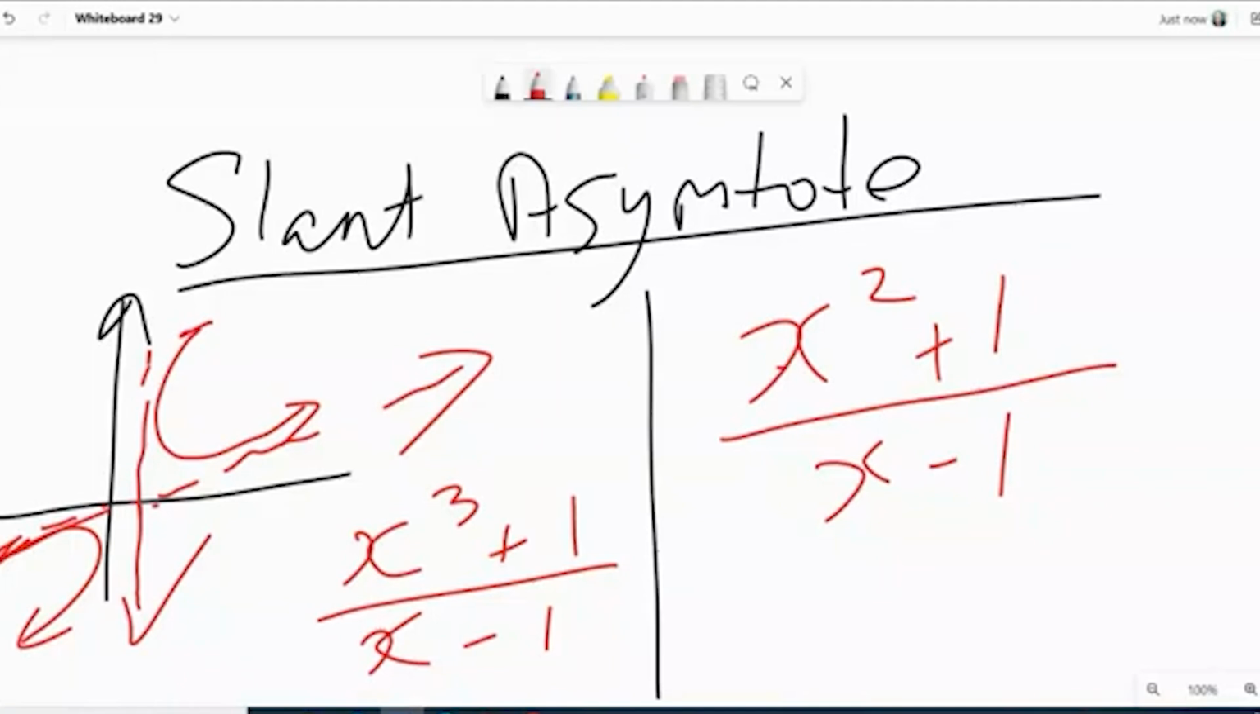So you can eyeball a rational function and describe it. First of all, you already know that this function has a vertical asymptote, right? And if a function has a slant asymptote, it doesn't have a horizontal asymptote.